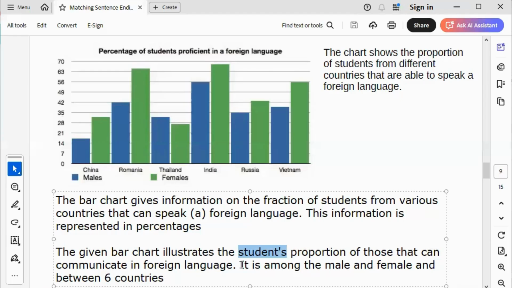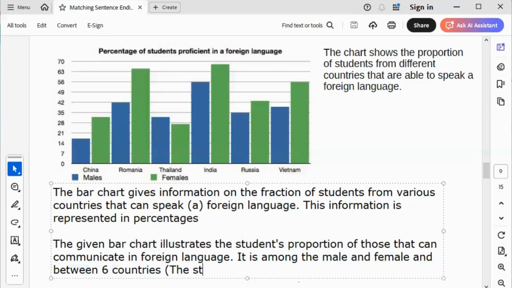Okay, so how do we correct this? The given bar chart illustrates the proportion of students. You can't really rearrange that. Proportion of students is proportion of students. Either you say proportion of students, or fraction of students, or percentage of what? Students. Proportion of students that can communicate in a foreign language. Okay, so this second part that this person is doing here, let's readjust it, and I'm going to put it in brackets so that you see what I'm trying to do.